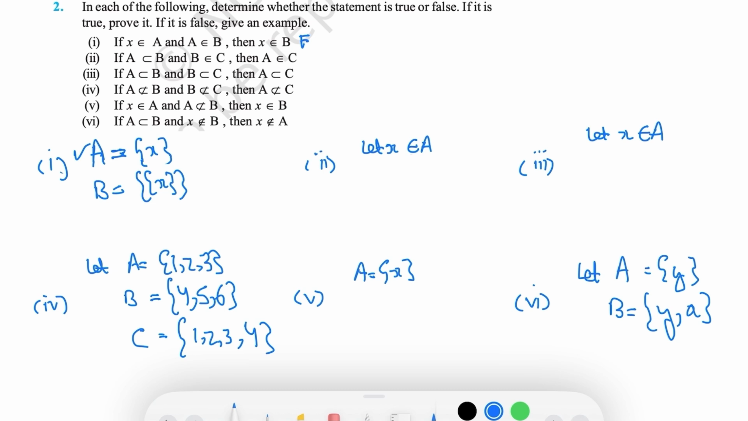If A is a subset of B and B belongs to C, we can write A as and B as. B belongs to C. Then A belongs to C. This is also false.